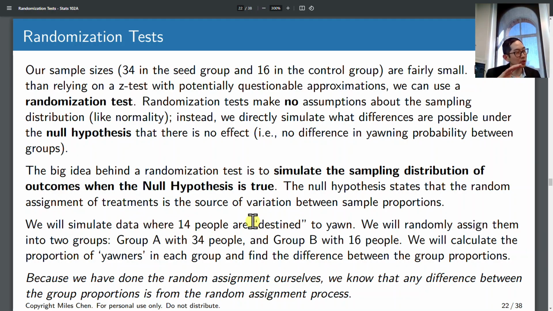But we know that who ends up in group A and who ends up in group B is just a result of our random process. And we're going to calculate the proportion of, quote, yawners in each group and find the difference between the group proportions.